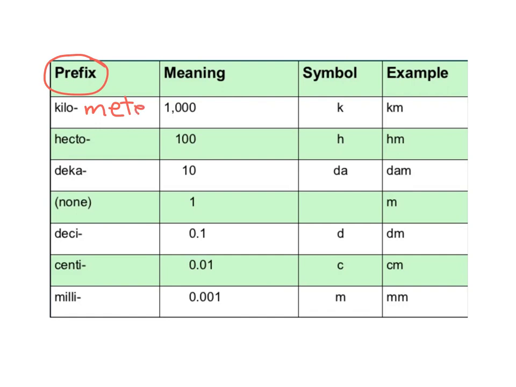Like you could put liter after kilo and make it kilometer. You could put meter after centi and make it centimeter. And when you see none here, that basically means that's where the meter, liter, or gram goes. Now here's how you can tell how things are bigger and smaller.